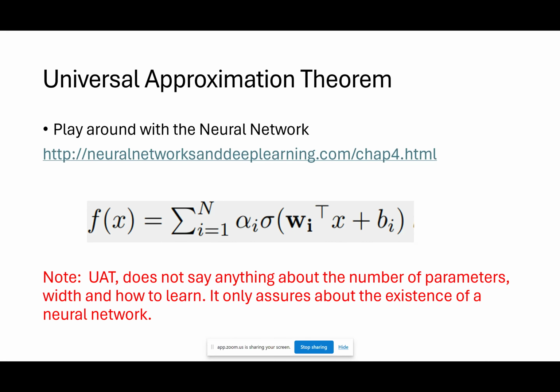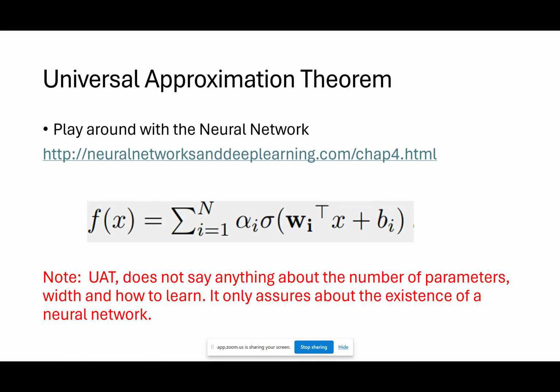Yeah, so you can just go through this website and play around with the weights and biases, and see how a neural network approximates an arbitrary function. One thing to be noted is that UAT does not say anything about the number of parameters. It assures that there exists a neural network which approximates this kind of function. It doesn't say how to learn it, what the number of parameters is, or what the values are.